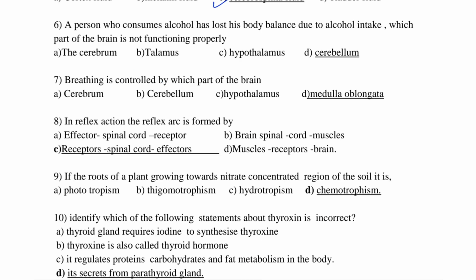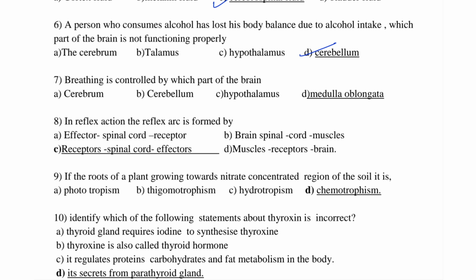Question number 6. A person who consumes alcohol has lost his body balance due to alcohol intake. Which part of the brain is not functioning properly? Option A, the cerebrum. Option B, thalamus. Option C, hypothalamus. Option D, cerebellum.